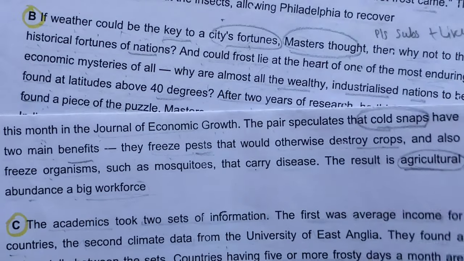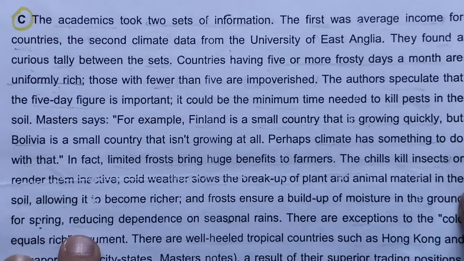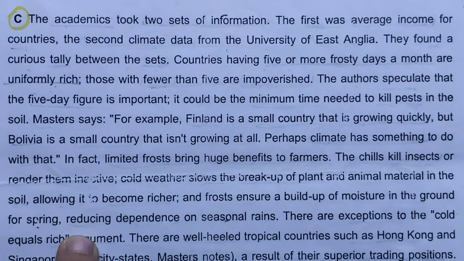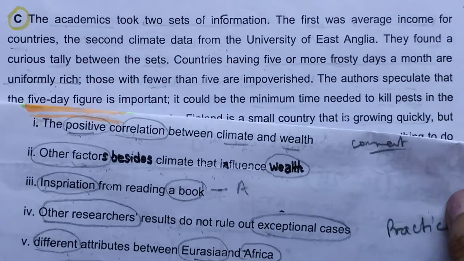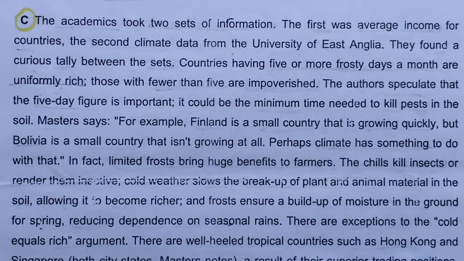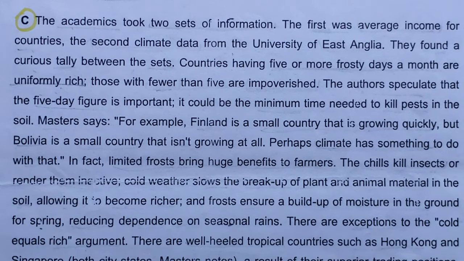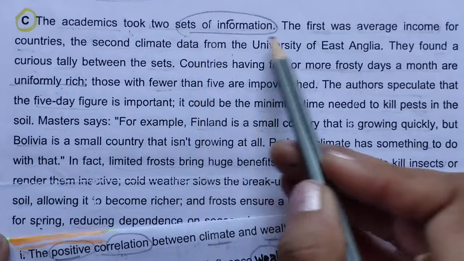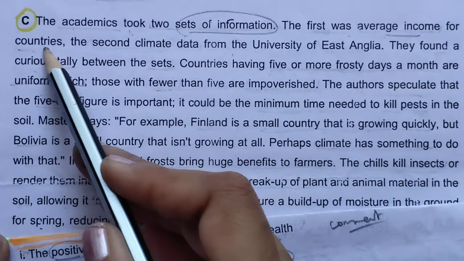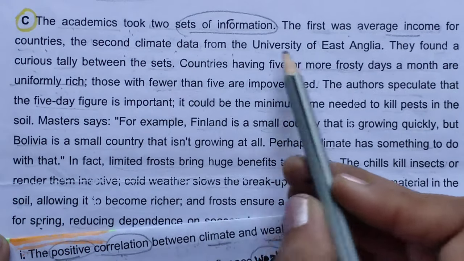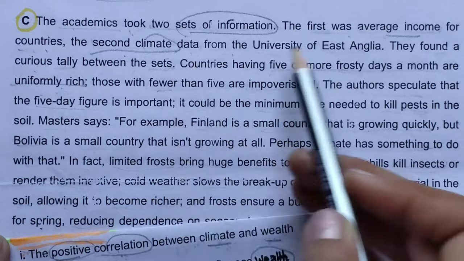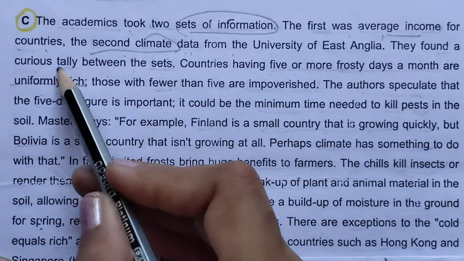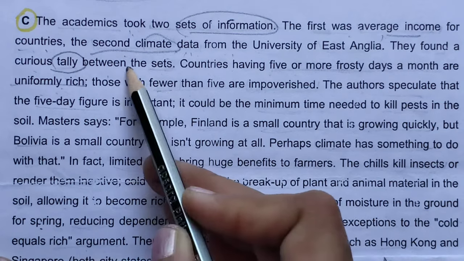Okay, now we will move to C number paragraph. Here we need to select one heading for each paragraph. This is the list of headings. Now read it. This is also a bigger paragraph. How can you do it? The academics took two sets of information. The first was average income for countries. The second, climate data. Average income and climate data. They found a curious tally between two sets.